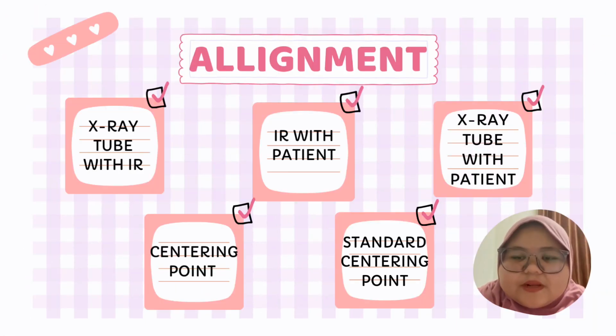Just now we explained about positioning. Now we will move on to the alignment. For alignment, we have 5 components that we need to look out for: the first one is X-ray tube with image receptor, second X-ray tube with patient, third image receptor with patient, fourth centering point of this radiograph, and lastly standard centering point for this projection.